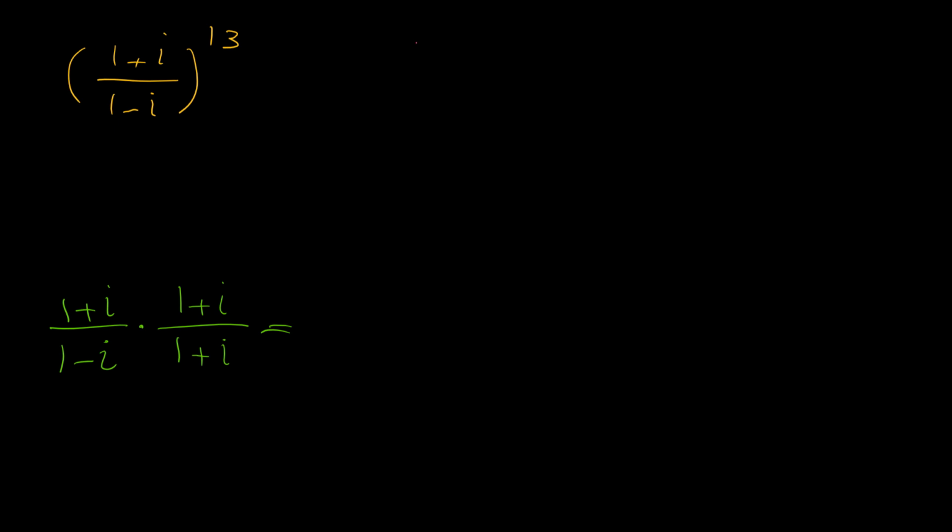Multiply numerator by numerator, denominator by denominator. 1 plus I times 1 plus I, if you multiply term by term, you would have 1 plus I plus I plus I to the 2. For the denominator, if you multiply 1 minus I by 1 plus I, the answer at the end would be 2. Let me tell you the reason.